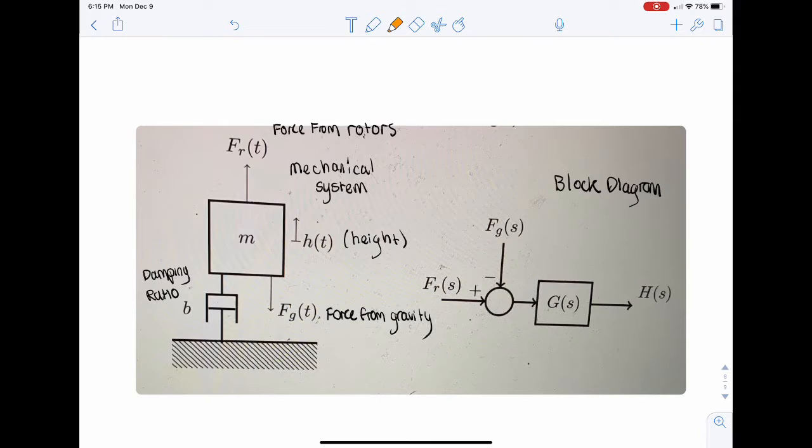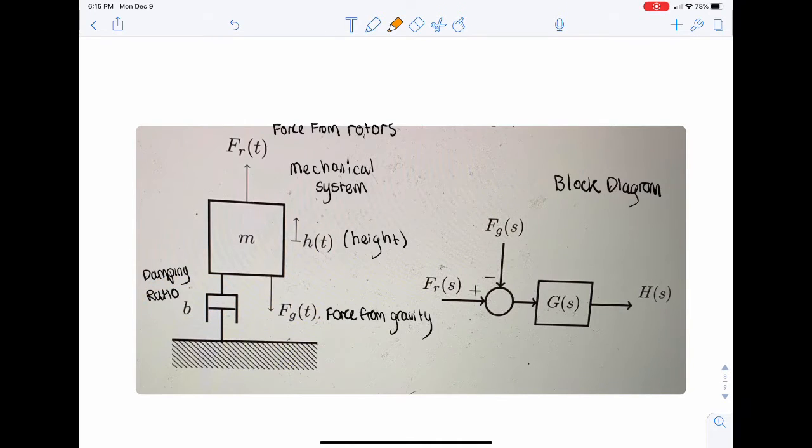The image on the left represents the mechanical system of our plant. F_R(t) represents the force from the rotors. H(t) represents the height. F_g(t) represents the force from gravity, and B represents the damping ratio.